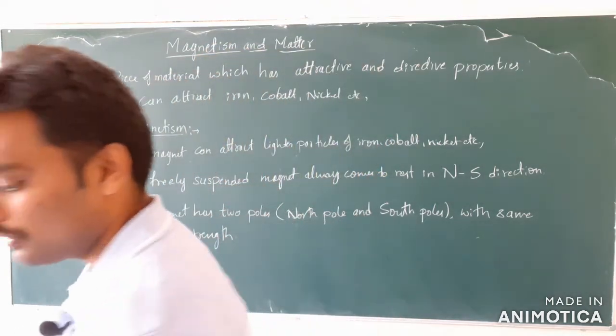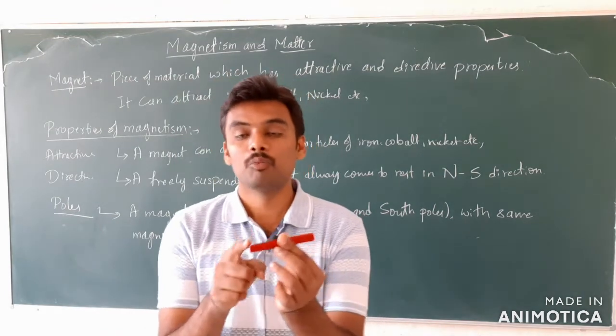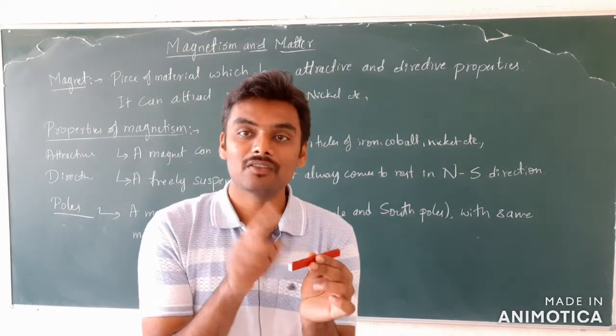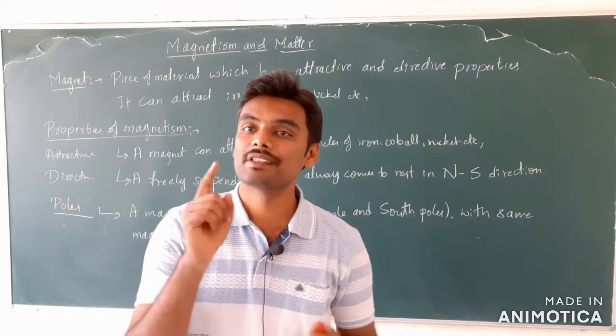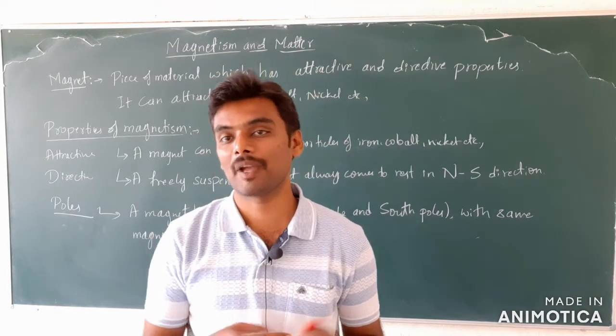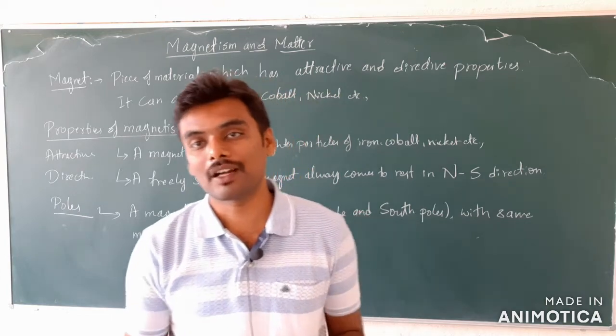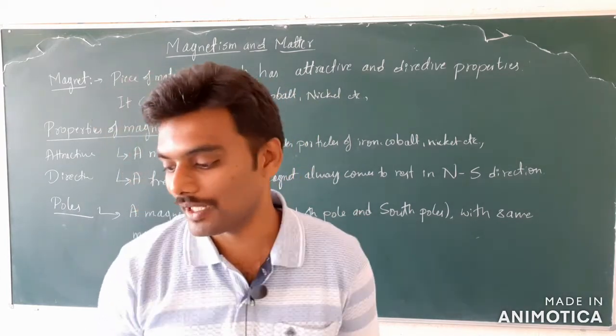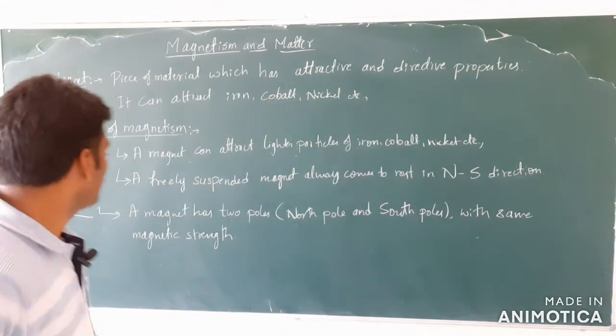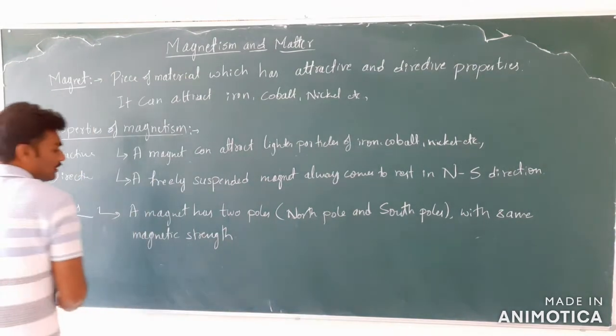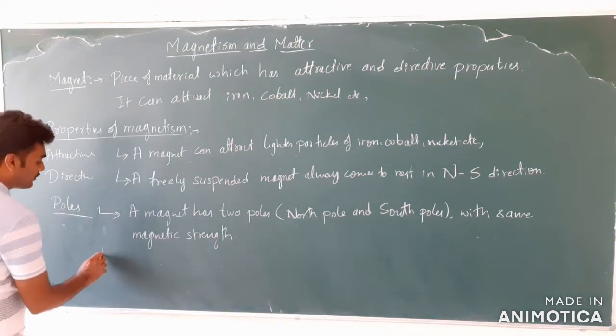So now the point is, both the poles of the same magnet possess the same magnetic strength. Magnetic strength means the ability to attract, or the force of attraction which can be expected from a magnet. Okay, so that is one of the properties with regards to the poles.